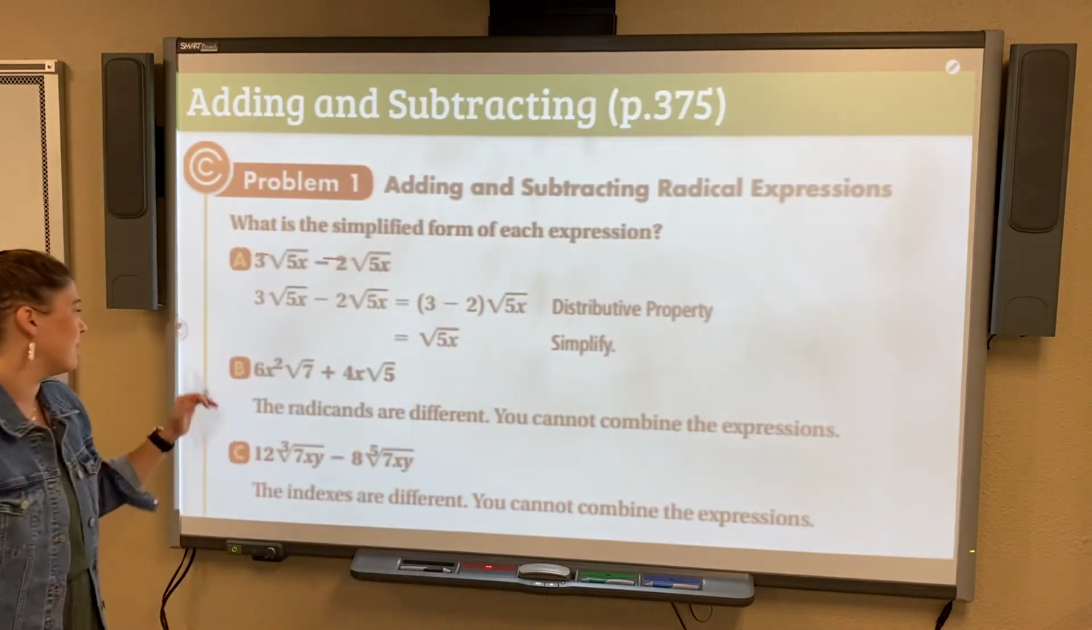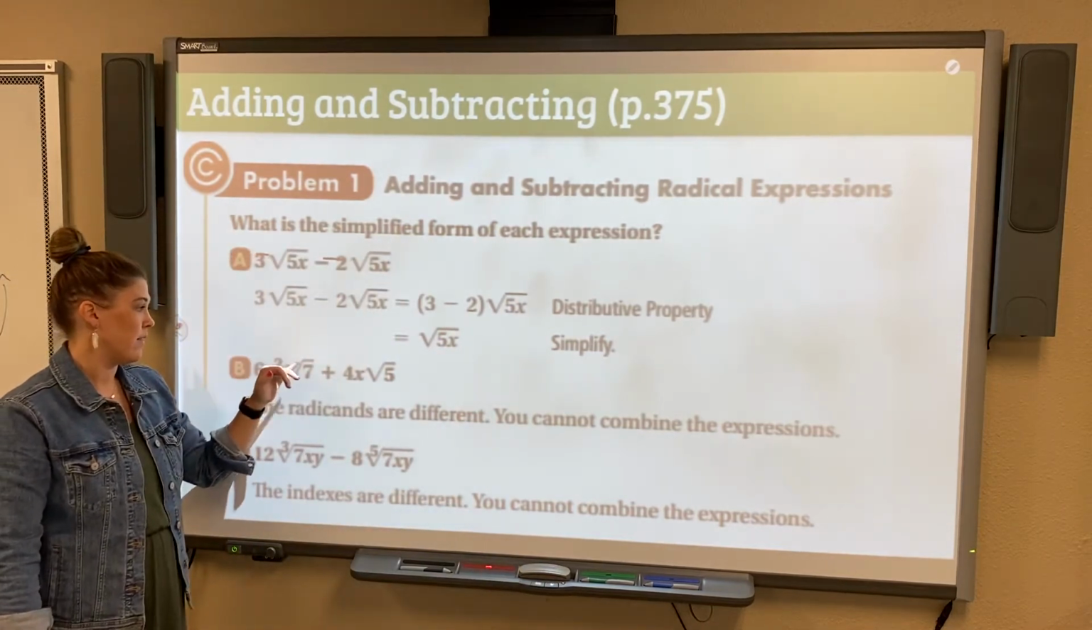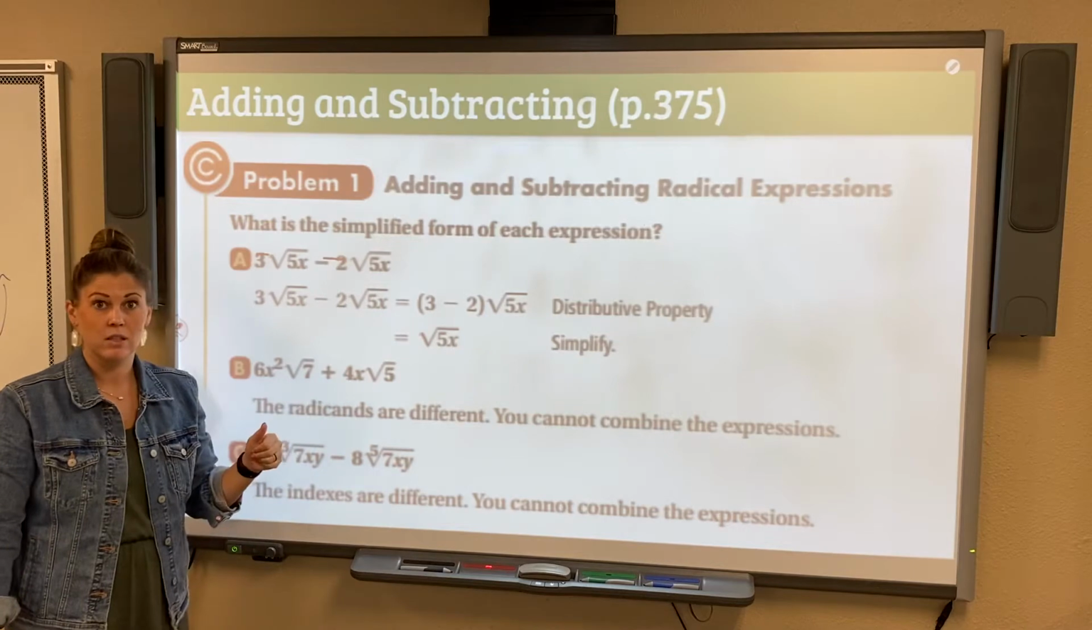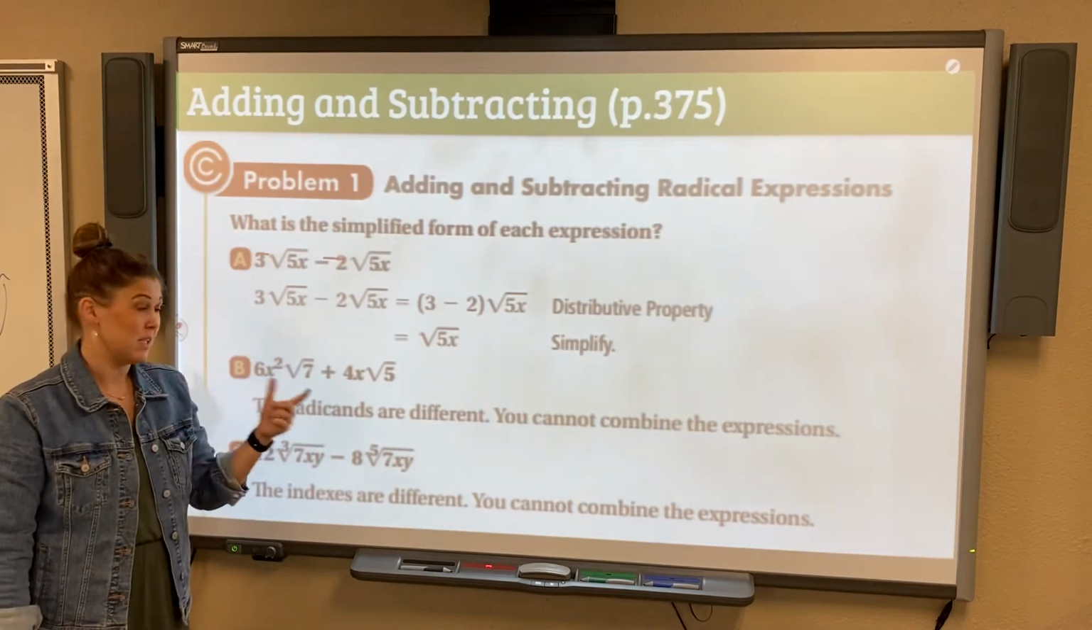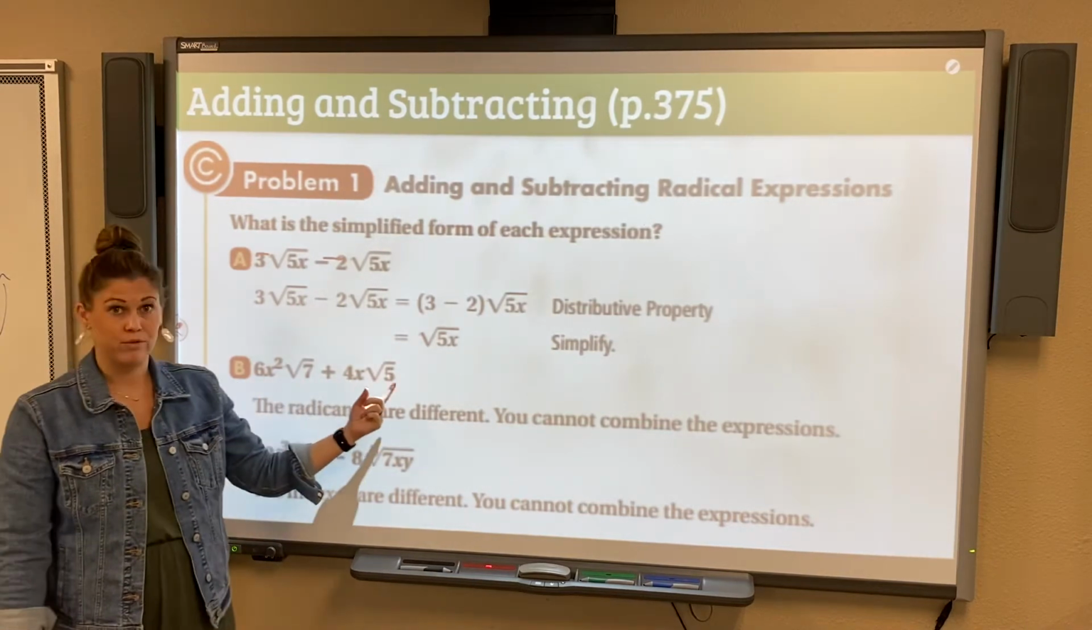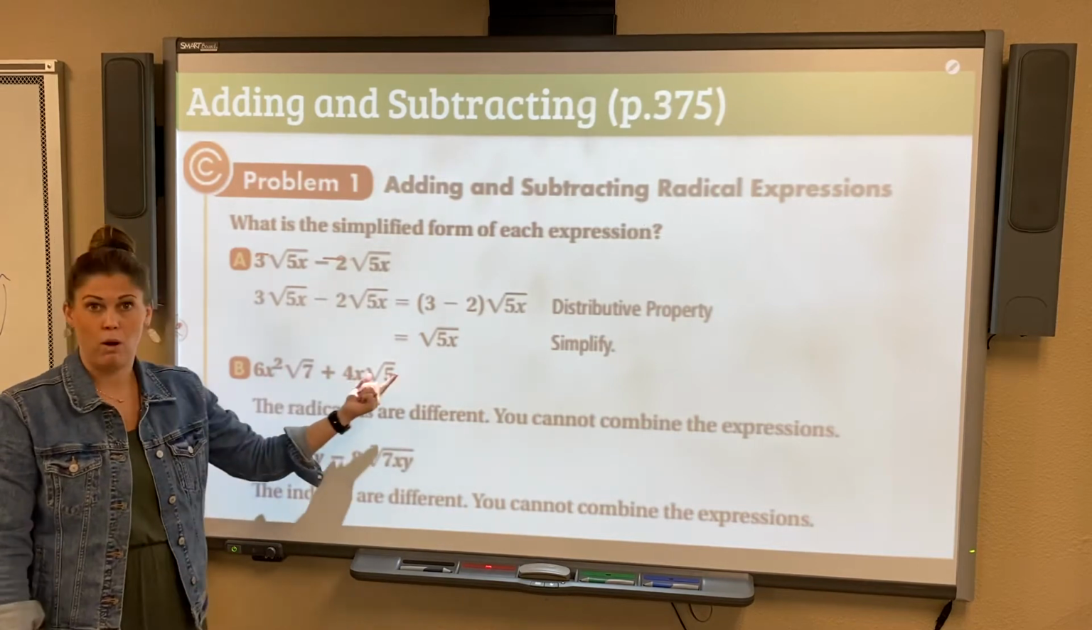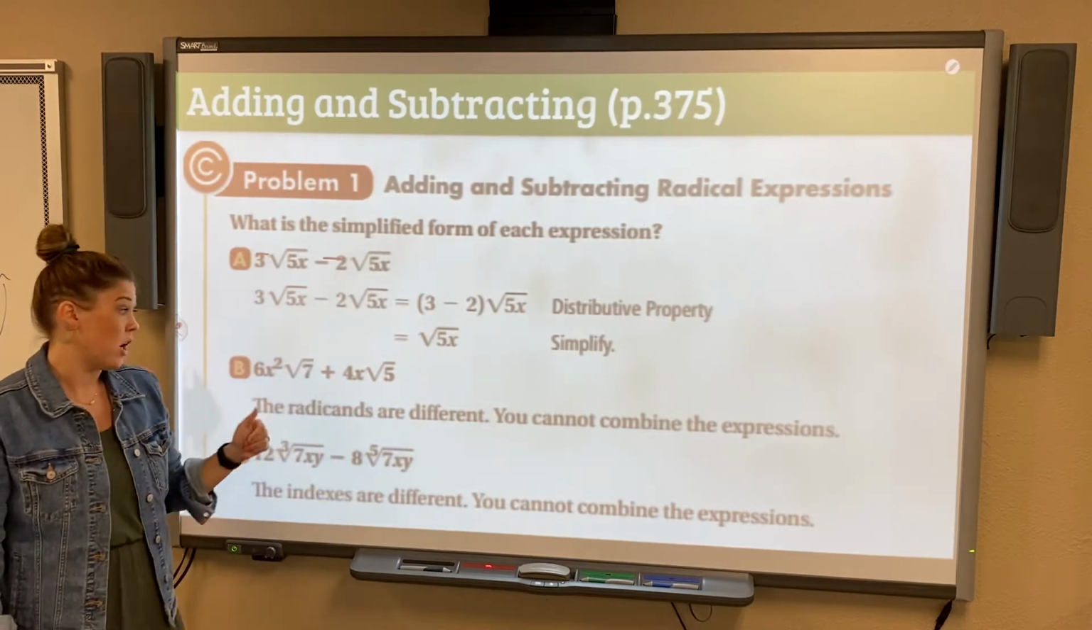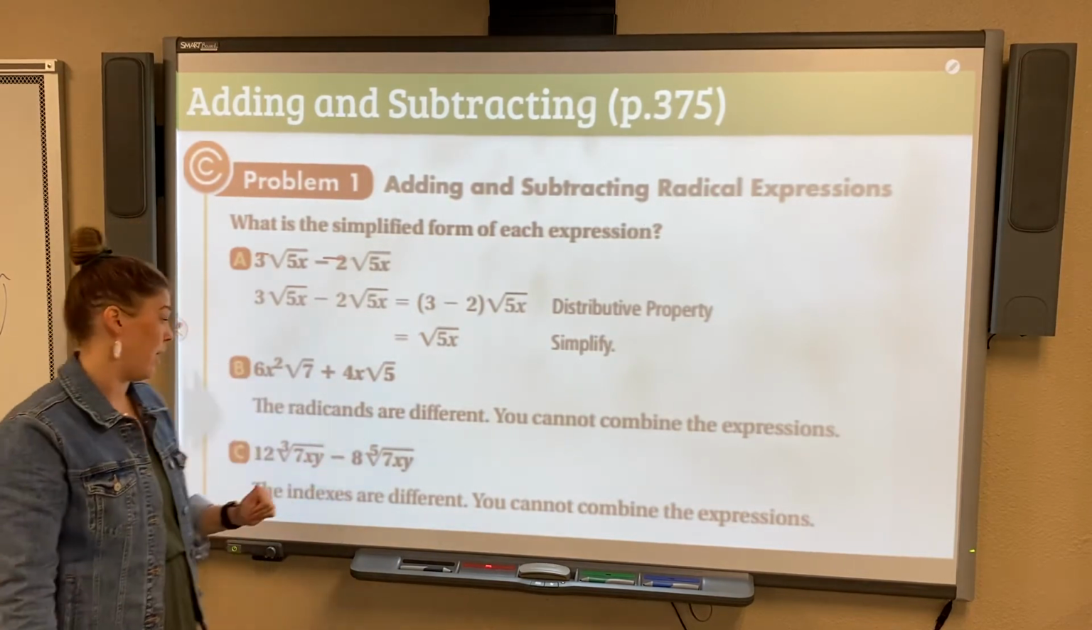Here we have 6x squared root 7 plus 4x root 5. We cannot combine these. These are not like terms. Root 7 and root 5, totally different. X and y, totally different. So that's as simplified as I can get.